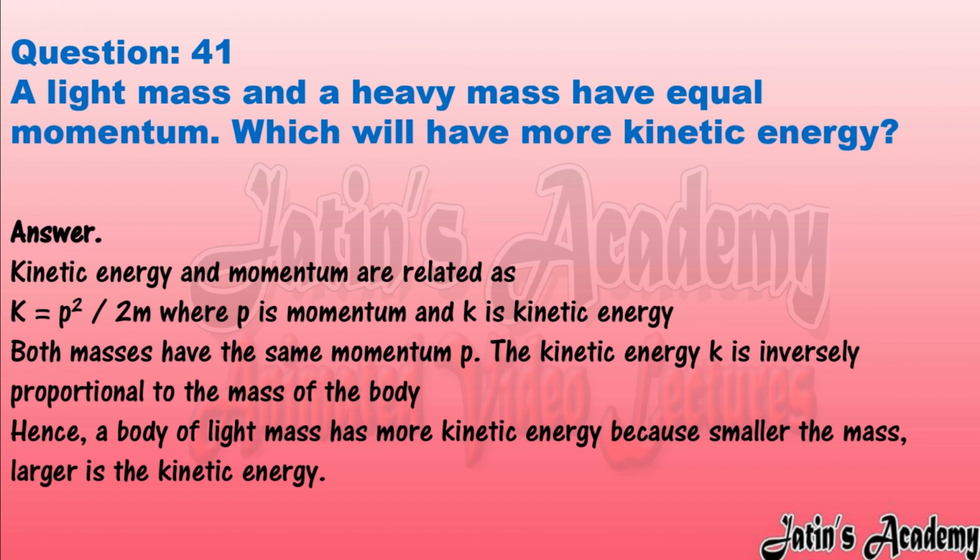Question 41. A light mass and a heavy mass have equal momentum. Which will have more kinetic energy? Answer. Kinetic energy and momentum are related as K equals P squared by 2m, where P is momentum and K is kinetic energy. Both masses have the same momentum P. The kinetic energy K is inversely proportional to the mass of the body. Hence, a body of light mass has more kinetic energy because smaller the mass, larger is the kinetic energy.